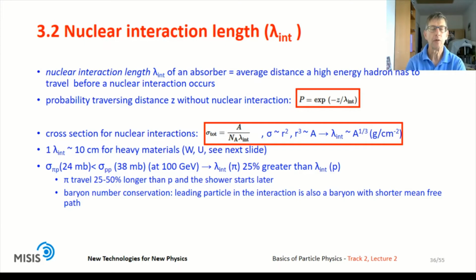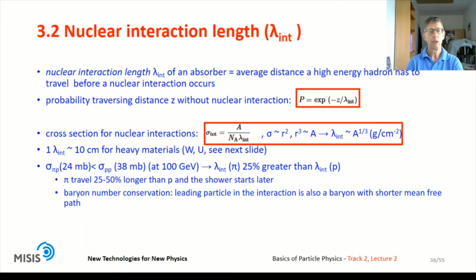The cross-section for nuclear interactions is inversely proportional, in the same way that we had for photons with the mean free path. It turns out that the interaction length is proportional to the atomic mass to the power 1/3. In heavy materials, this would be about 10 centimeters.